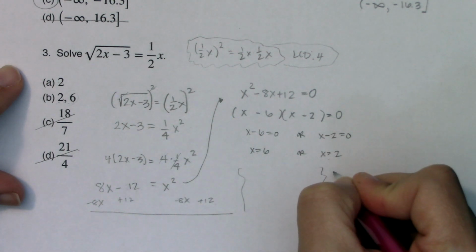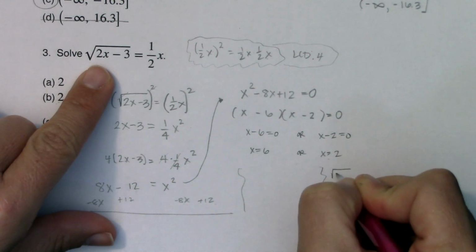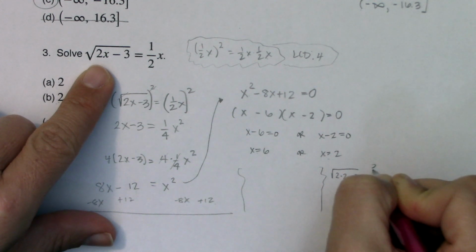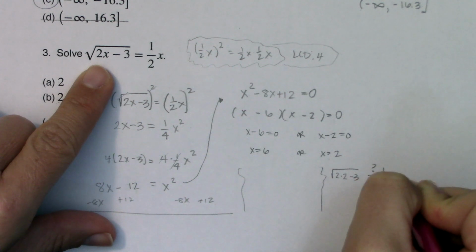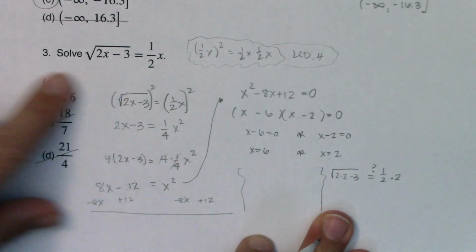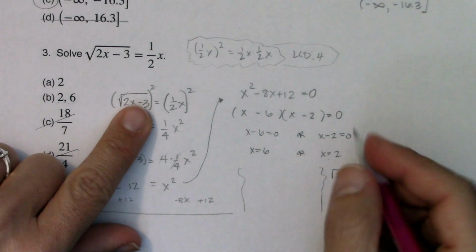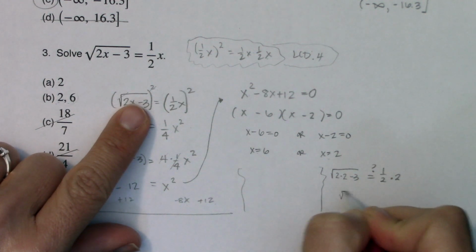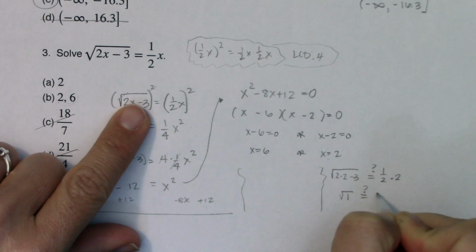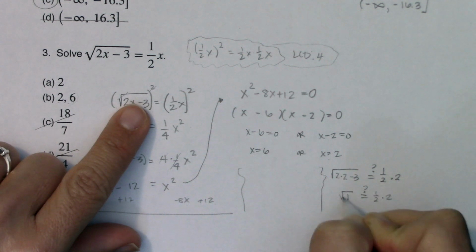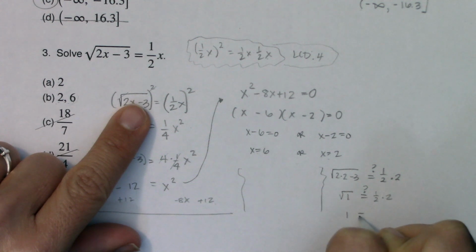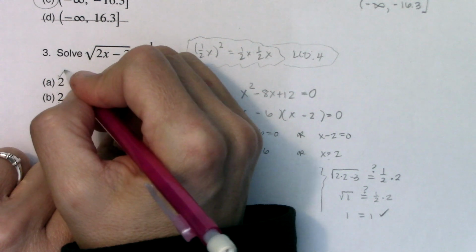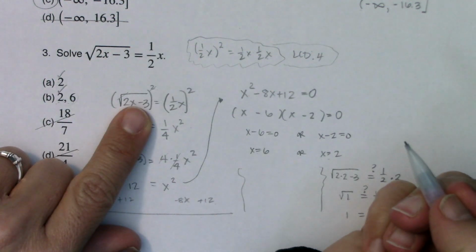So if I check x equaling 2, if I plug that into the left side of the equation, that's the square root of 2 times 2 minus 3. Is that equal to 1/2 times 2? I'm fairly confident this will work because both A and B have the number 2 listed. All right, 2 times 2 is 4. 4 minus 3 is 1. So is the square root of 1 equal to 1/2 times 2? Well, the square root of 1 is 1. 1/2 times 2 is 1. This checks out. So that's why I definitely want to keep x equals 2 as a solution.